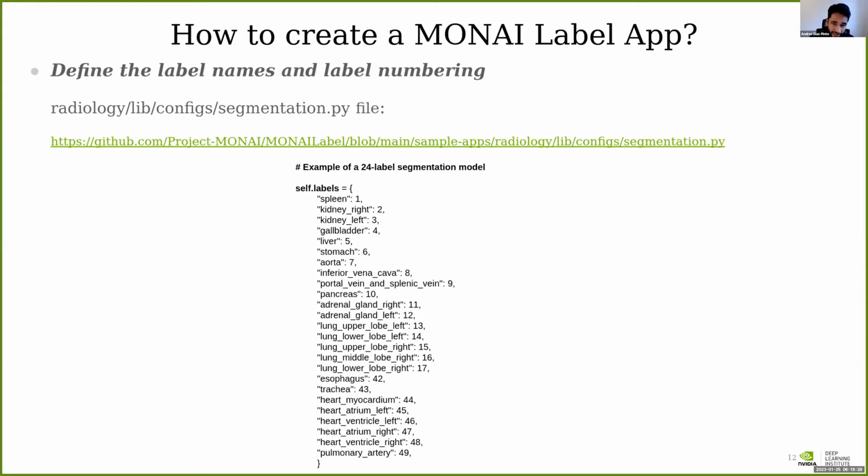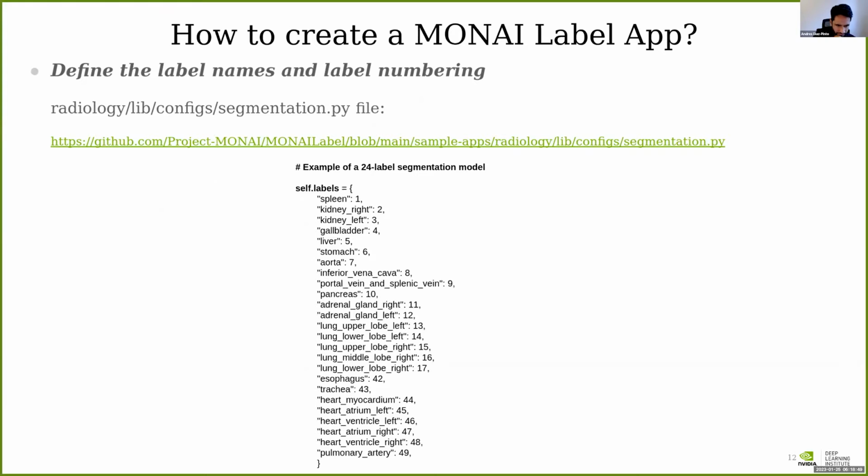You can also do that. It's quite flexible, okay? But if you don't want to change that, you just define the label names and numbering from the original data set. And that's basically the way you create a new MONAI Label application, and you're ready to train a model in MONAI Label, right?